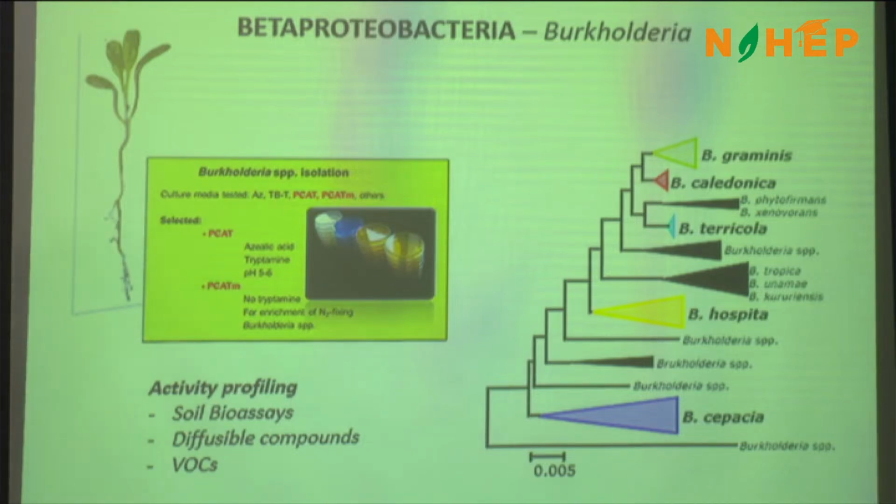Long time ago, Mega 5 maybe. So then I could find several Burkholderia, so the ones that are colored were the ones that I found. I found Burkholderia graminis, Burkholderia caledonica, terricola, hospita, and some members of cepacia. Okay, so I could isolate them, and then I did activity profiling, soil bioassays, diffusible compounds, volatiles, and so on.